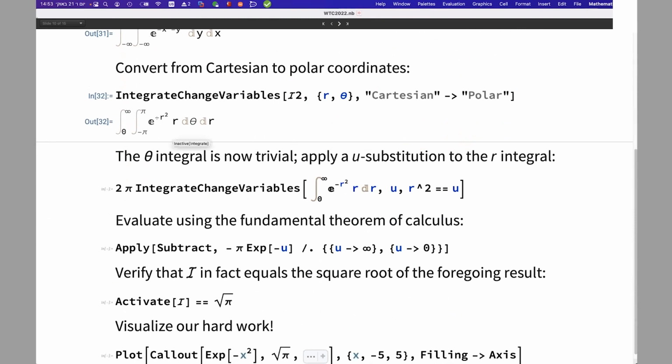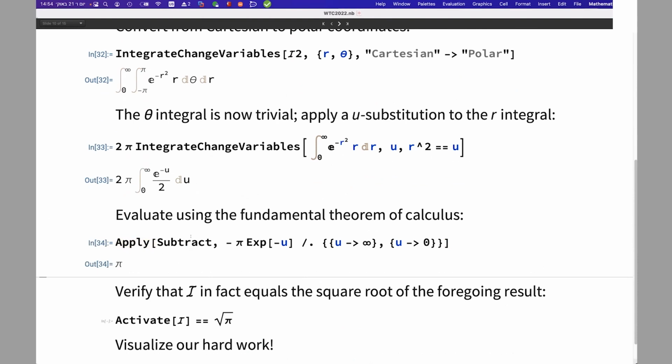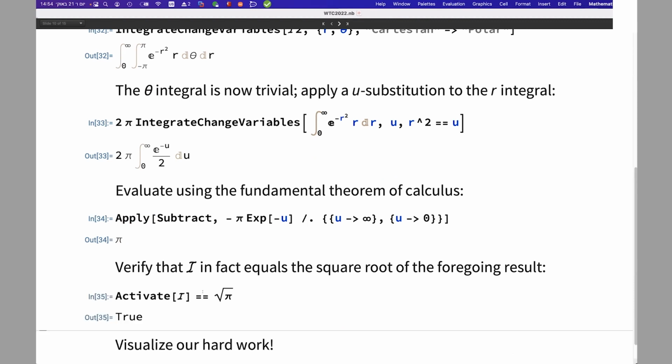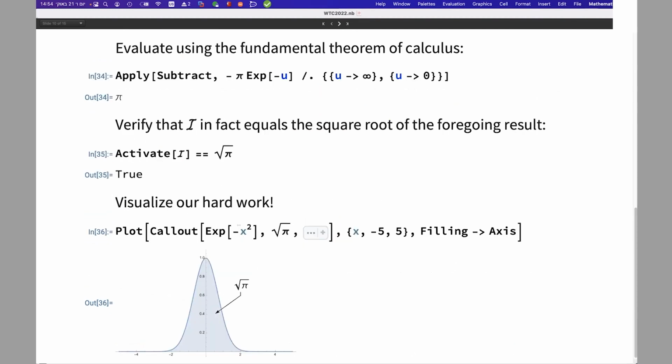Except for the minus sign, it's basically the same u substitution I did in this talk. And we do the integral and apply the fundamental theorem of calculus. That gives us pi, which means that I must be the square root of pi, which in fact it is. So let's create a pretty picture to visualize our hard work. So there's the Gaussian function with the shaded area, and that area is in fact root pi.